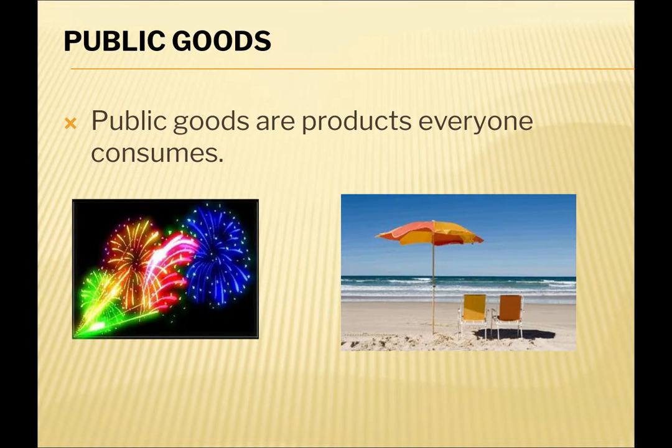Public goods. Okay, so public goods are going to be things that the private sector is not going to deal with because they aren't going to be profitable with it. So that means that the government is going to be the one to step in and make sure that these things are taken care of. This example right here would be a public beach.